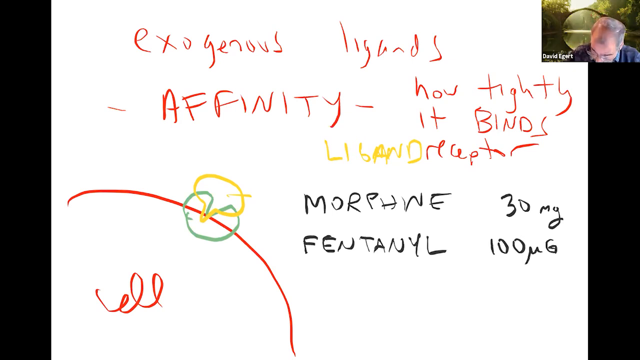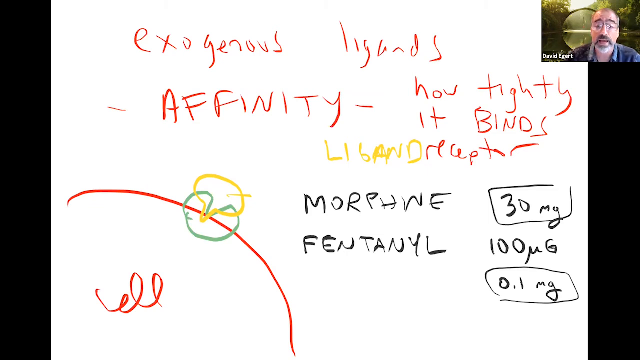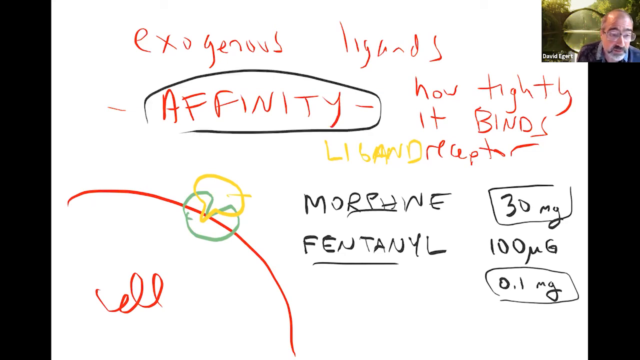Right, that's 0.1 milligrams. So that's 300 times less than this in order to have the same amount of pain suppression. And part of this is thinking about affinity, right? If one of these gets in there, it can hold on and have an effect for much longer. So you don't need as much floating around in order to have a strong effect.